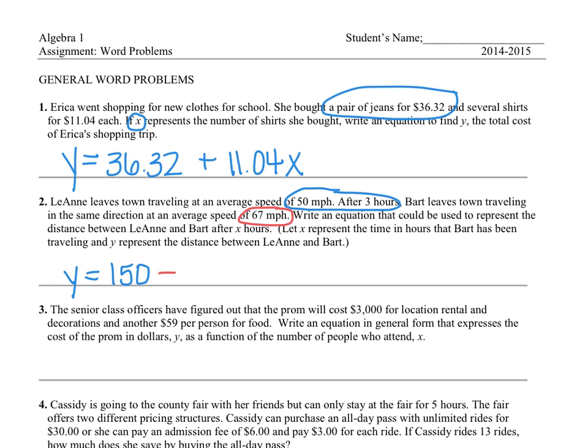The difference in their speed, 50 miles and 67 miles, is 17 miles per hour. That's how quickly Bart is going to catch up, because he's traveling that much faster than Leanne. And there's your answer.